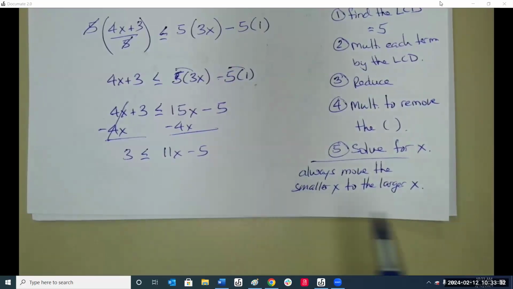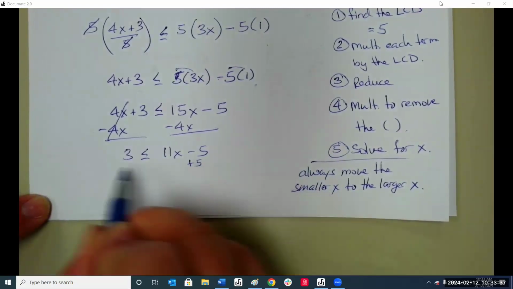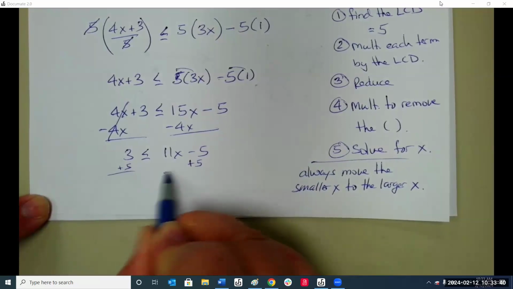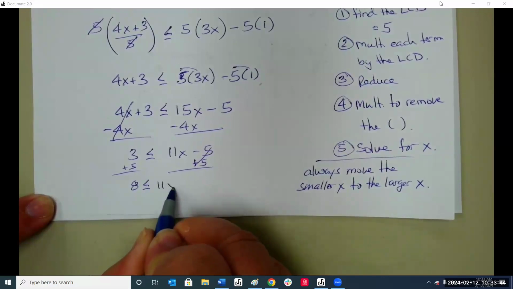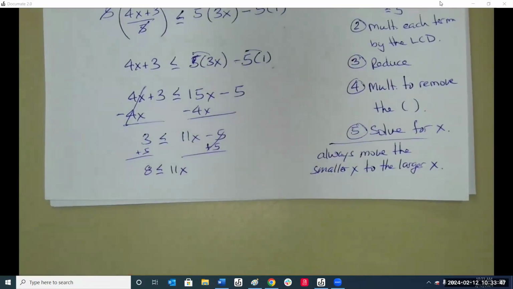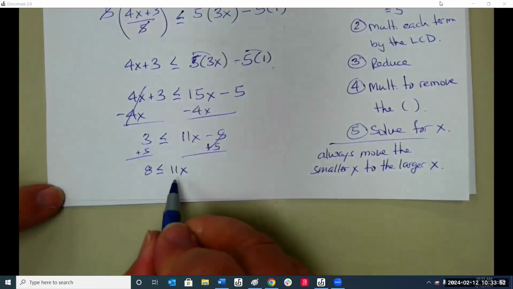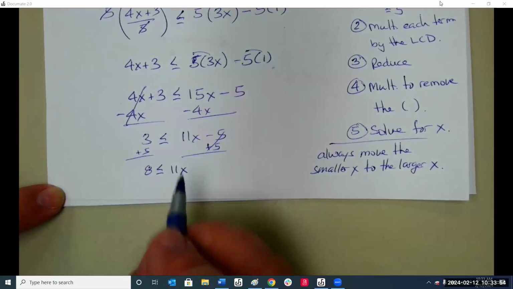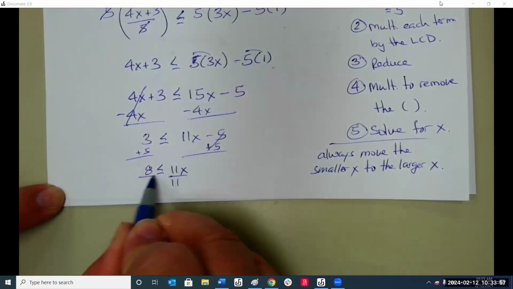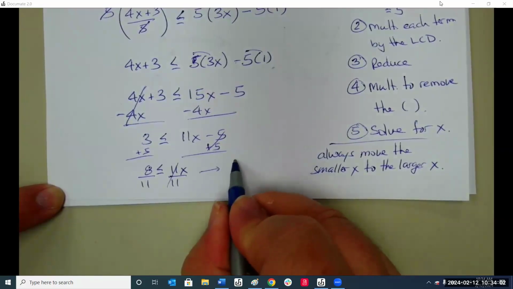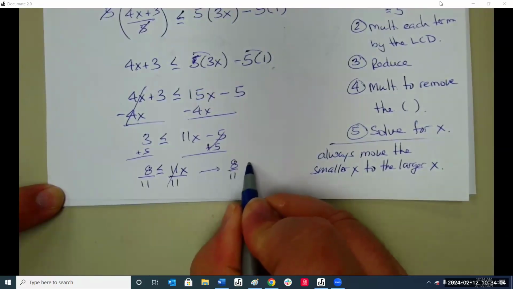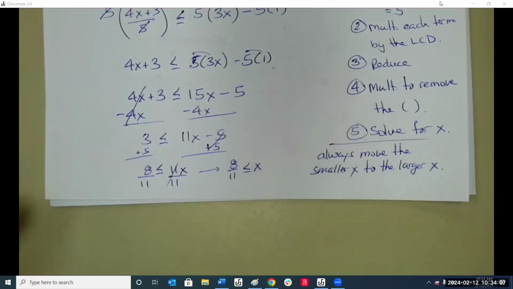So move everything that's not x to the other side. So we add 5 to both sides. We have 8 is less than or equal to 11x. Next step, divide both sides by 11. That gives us 8 over 11 is less than or equal to x.